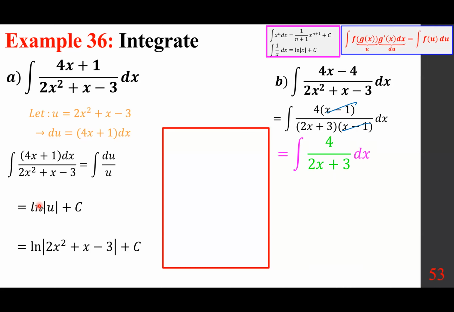And now we are going to deal with this. If you choose the denominator to be u, then du is 2dx.